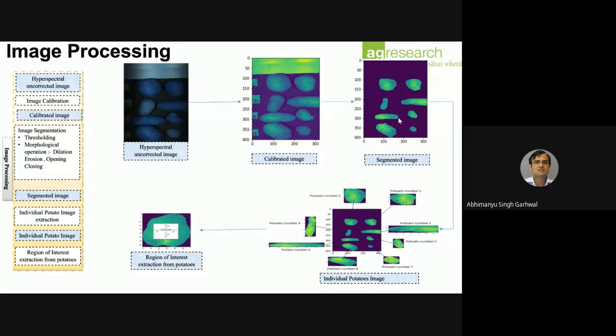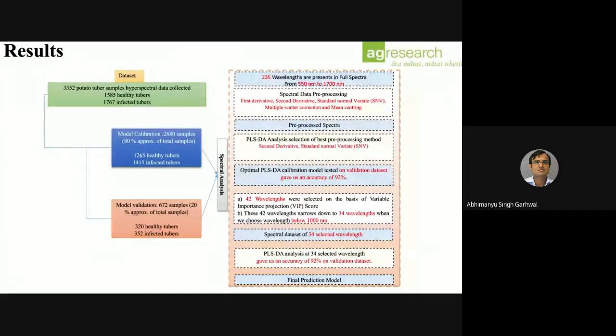After obtaining the segmented image, we extracted each potato with its number. This is the individual potato extraction. After that, we extracted a region of interest from the center of the potato, 20 by 20 pixels. That means a 20 by 20 square at the centroid of the potato. So we got an image cube. In these two dimensional spaces, at 550, 570, 580 nanometer, there are a number of images behind that. So it's 235 images for one potato, after image processing: 235 wavelengths from 550 nanometer to 1700 nanometer.